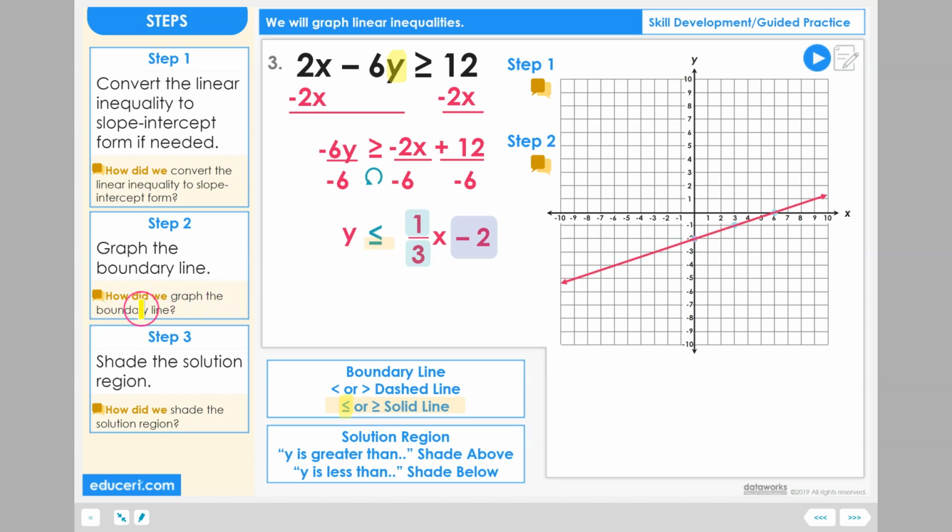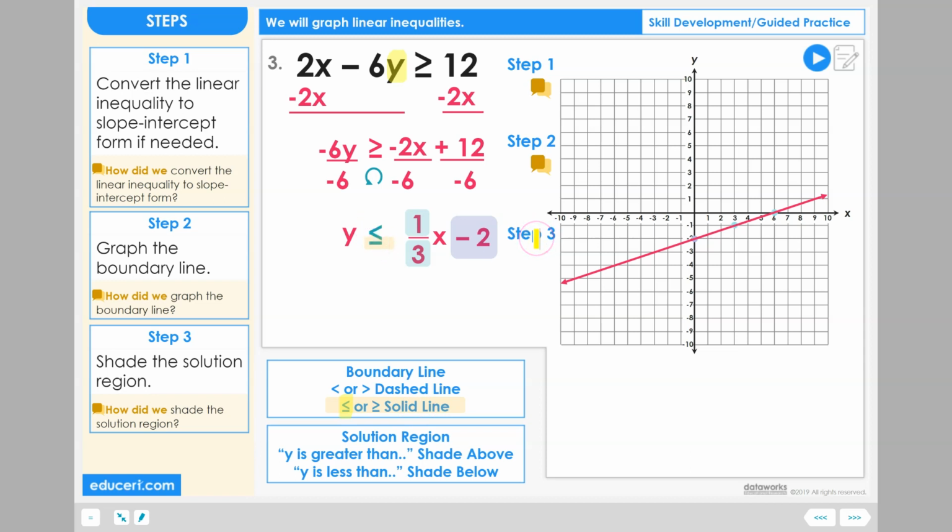How did we graph the boundary line? We graphed the boundary line by using the y-intercept and a couple of points from the slope movement, and then determining that it's a solid line because it's an or equal to type of inequality.